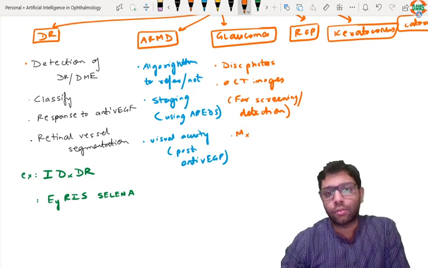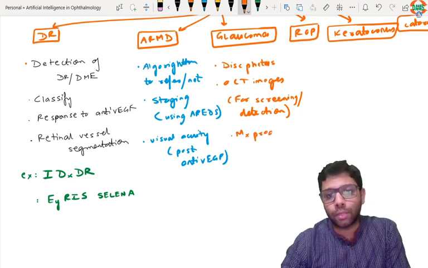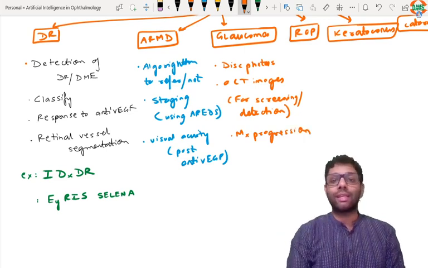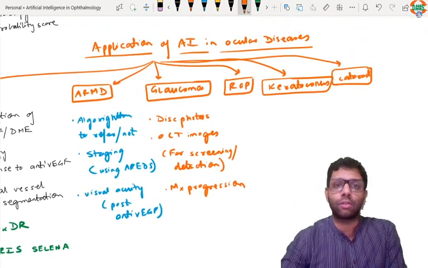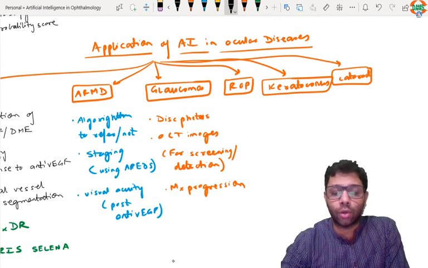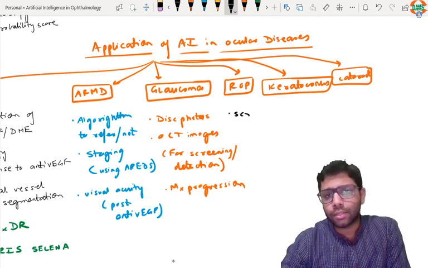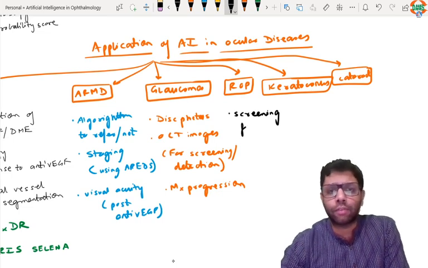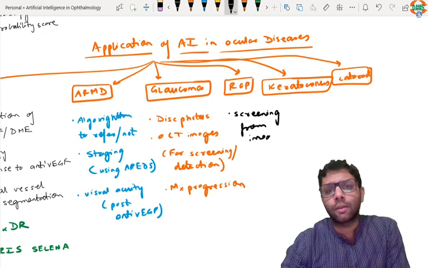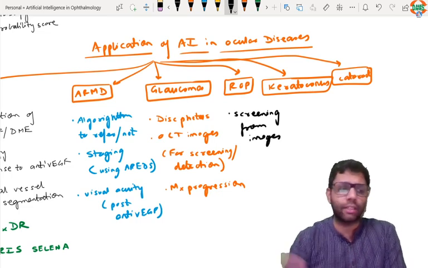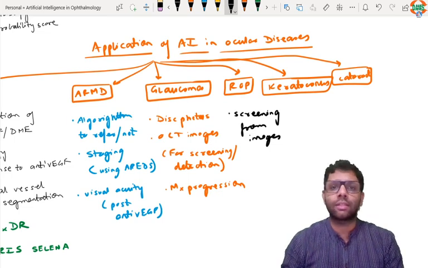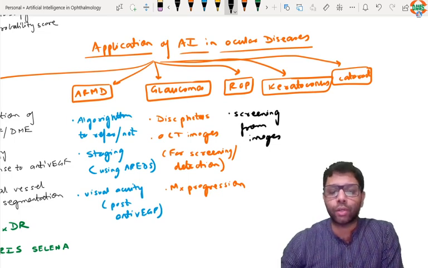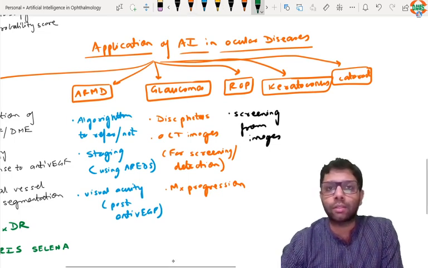And of course, management per se, progression also can be noted by the machine, and then, for example, they screen, then they can refer the patient to the nearby glaucoma specialist. Like in ROP, it is coming, screening from the fundus images. Now, ROP screening is very difficult in a child, so screening from the fundus images can help. The machine can tell which stage of the ROP is there, and which management is required or not.